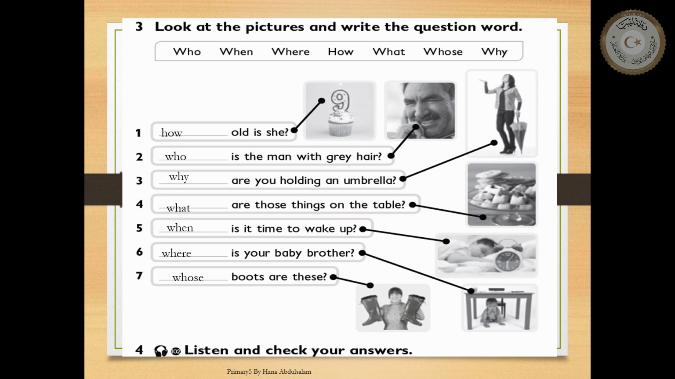So we have, how old is she? Who is the man with gray hair? Why are you holding an umbrella? What are those things on the table? When is it time to wake up? Where is your baby brother? Whose boots are these? Excellent. Now we are going to listen and check our answers.